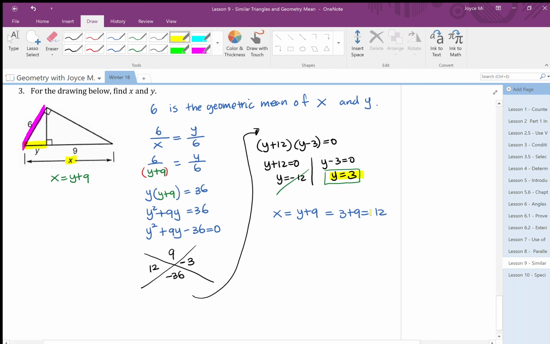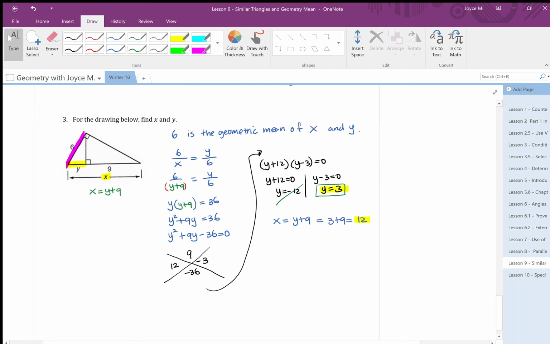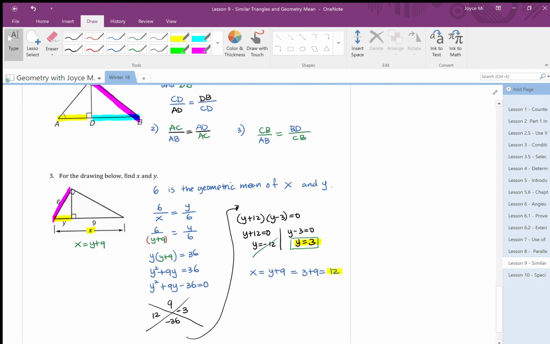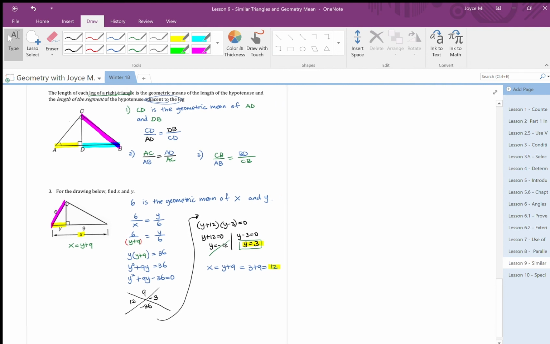Okay, let me highlight my answer here. So we just used the geometric mean to solve for the lengths. Let me just put it on one screen so you can see the whole thing.